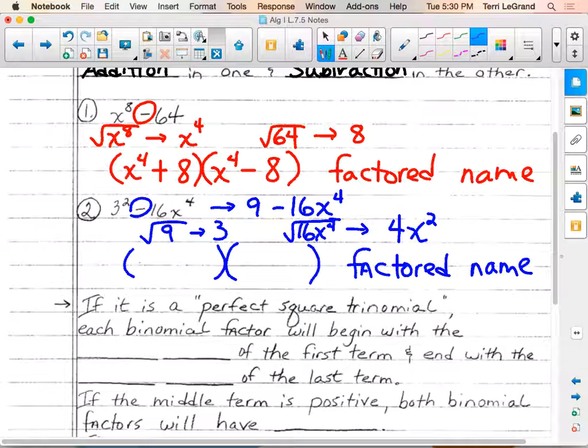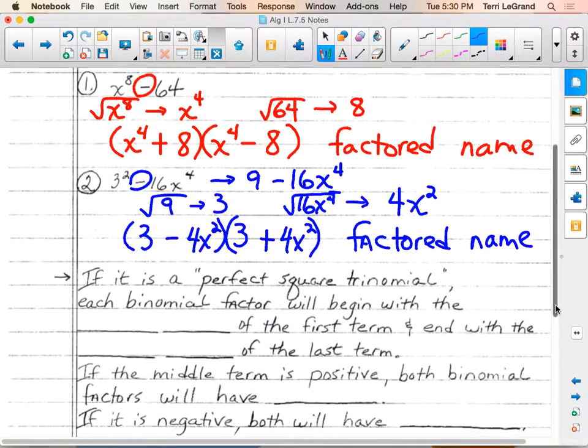They both must begin with the square root of the first term. So this time it's the 3. They must end with the square root of the last term. So the 4x squared. One of them needs addition, the other one needs subtraction. It really doesn't matter which one gets which. They both start and end with the same thing. So it doesn't matter which one is subtraction and which one is addition. We need one of each. That is our factoring the difference of 2 squares, binomials.